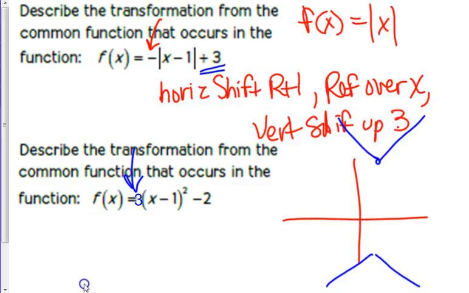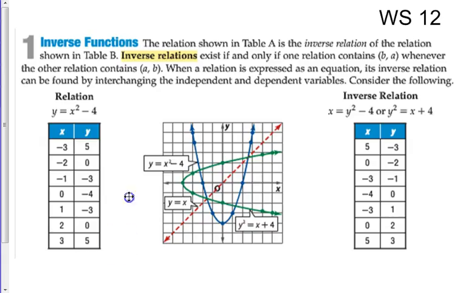Good question. All right. These are notes on worksheet 12. We're going to talk about inverses for the other half of the period here. An inverse function is one that takes all of the ordered pairs in the original function and flip-flops them. So all the x's become y's and all the y's become x's. What does that mean about domain and range?